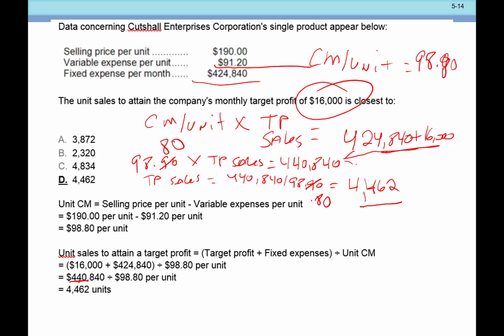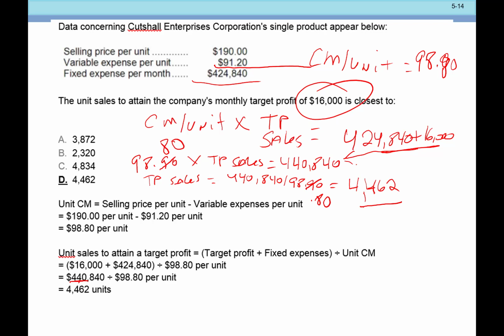4,461.9. It's not cents, it's units, times 0.94 of a unit. So what do we do? We always round up. Can you sell a 0.94 of a unit? No, you cannot. You can only sell full units, right?